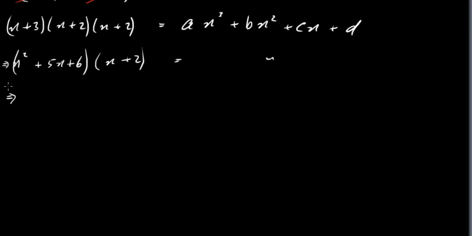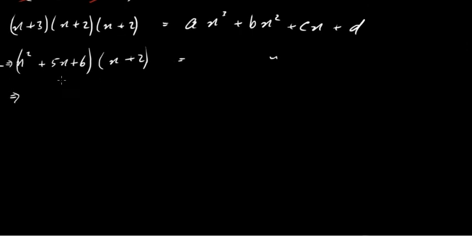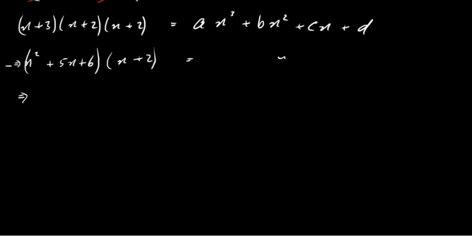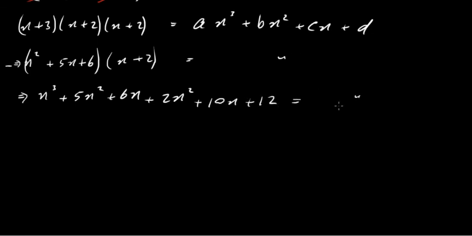Next thing I'm going to do is take this n plus 2 and multiply it by this quadratic here. So if I do that, I get n cubed plus 5n squared plus 6n plus 2n squared plus 10n plus 12, and again that's equal to all of this here. I won't write it out.